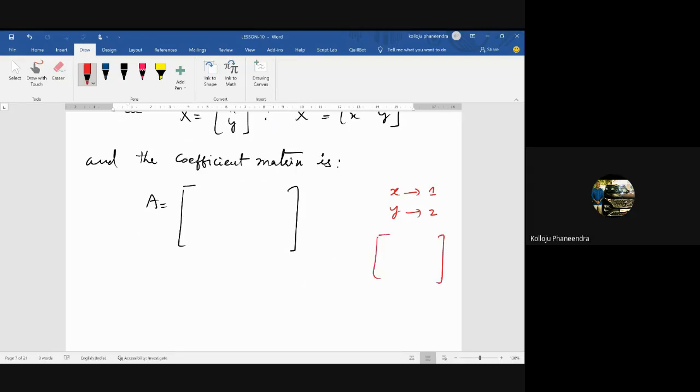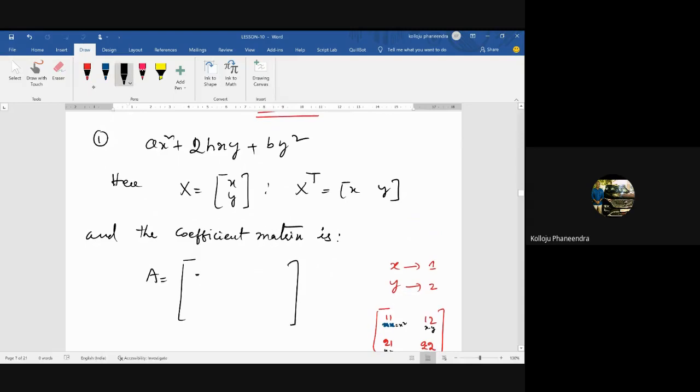So what is this position? 1 1 position, 1 2 position, 2 1 position, 2 2 position. Here 1 1 means x into x. This is x into y. This is y into x. This is y into y, nothing but y square. And this is x square. Now, in the 1 1 position, that is x into x, you write the x square coefficient here. What is the x square coefficient? A. So, in the 1 1 position, write A.